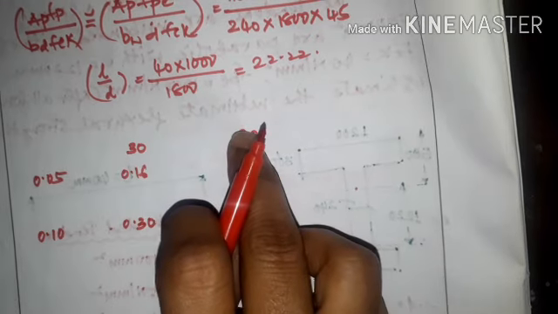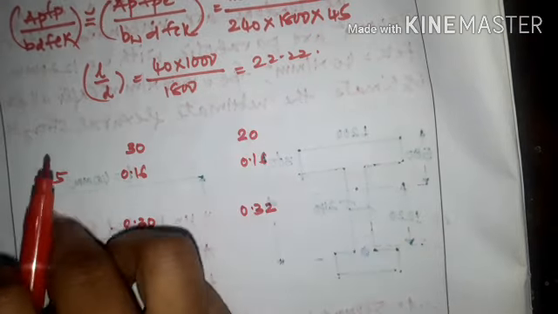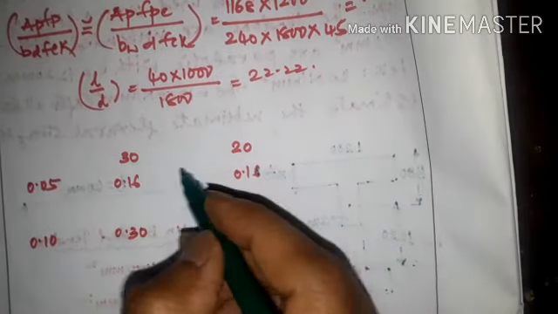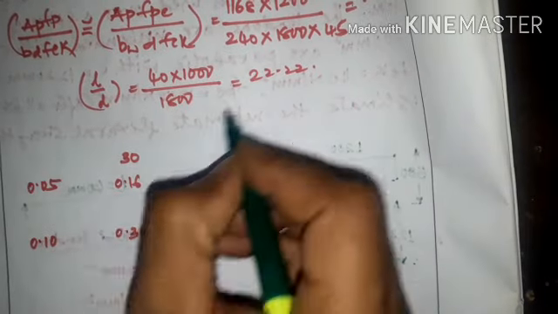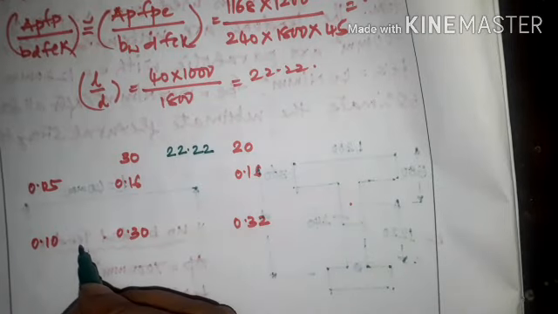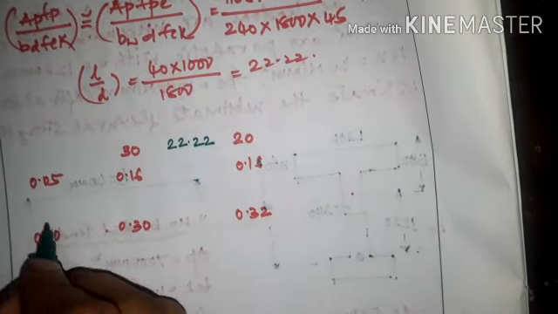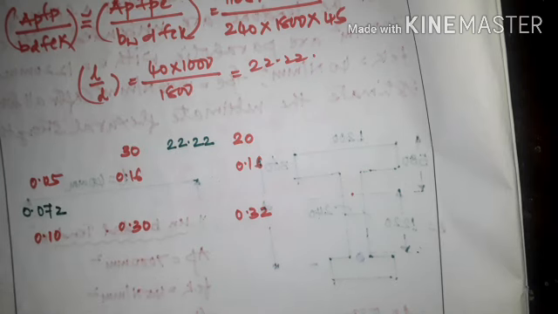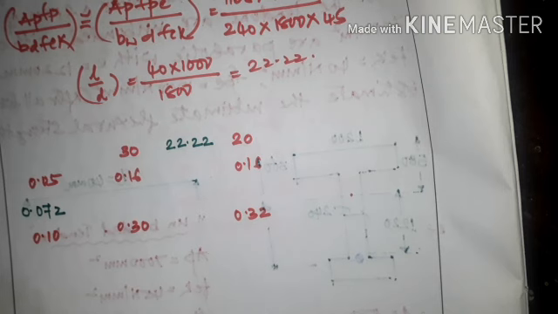See, these two are L by D ratio, these two are the effective reinforcement ratio, and we have to find out the values. In between these two we have to find out the L by D ratio for 22.22, and in between here we have to find out the value for 0.072. So how to interpret this, that is important now.